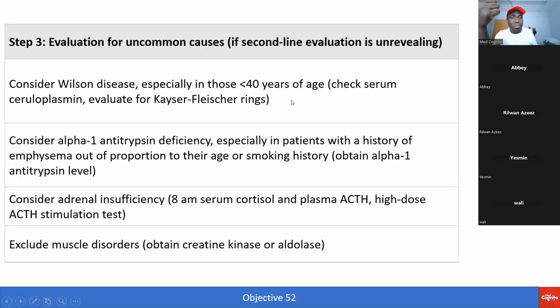Wilson's disease must also be considered. Look for Wilson's disease in a patient who is less than 40 years old. And the key to Wilson's disease would be checking for ceruloplasmin and evaluating the patient for any Kayser-Fleischer rings. And you also want to assess for alpha-1 antitrypsin deficiency, especially in patients with a history of emphysema.